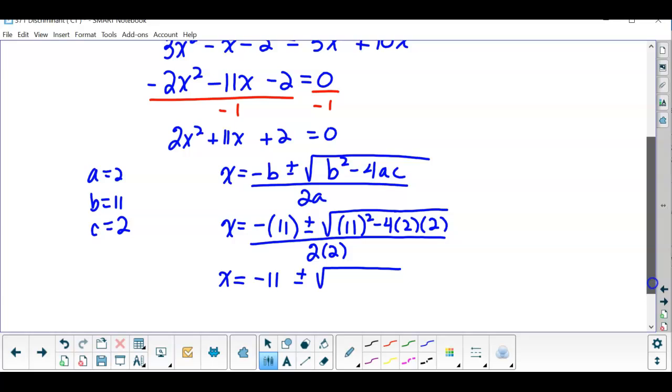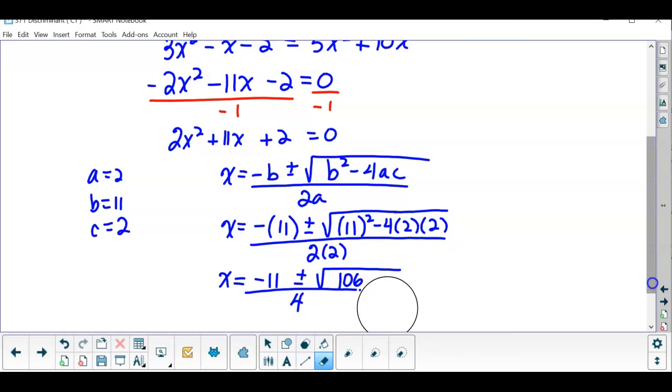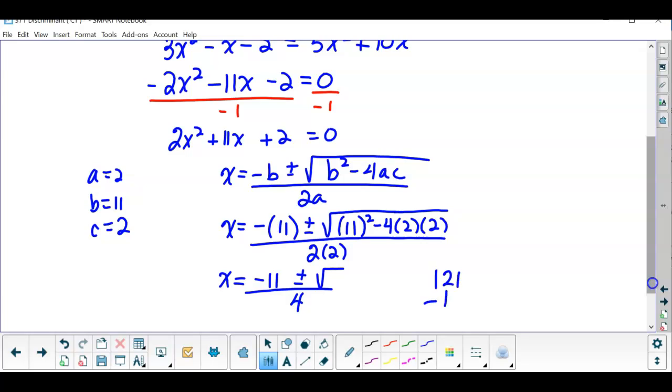So you can do this all at once. 11 squared is 121, minus 8 times 2, which is 16. Oh, that's 16. Yep. 121 minus 16. I don't know what I said. 105. Thank you. Sorry. 121 minus 16. Oh, yeah, 105. What am I doing?